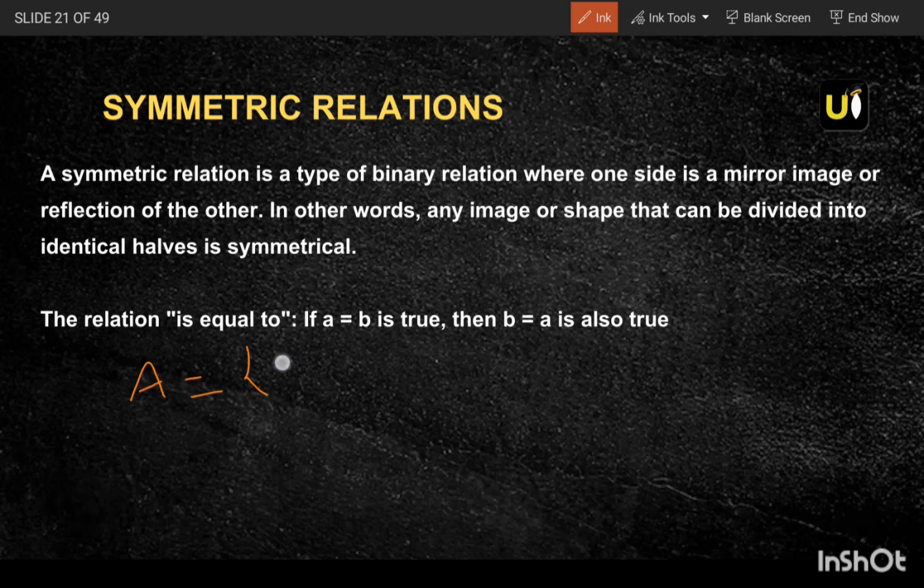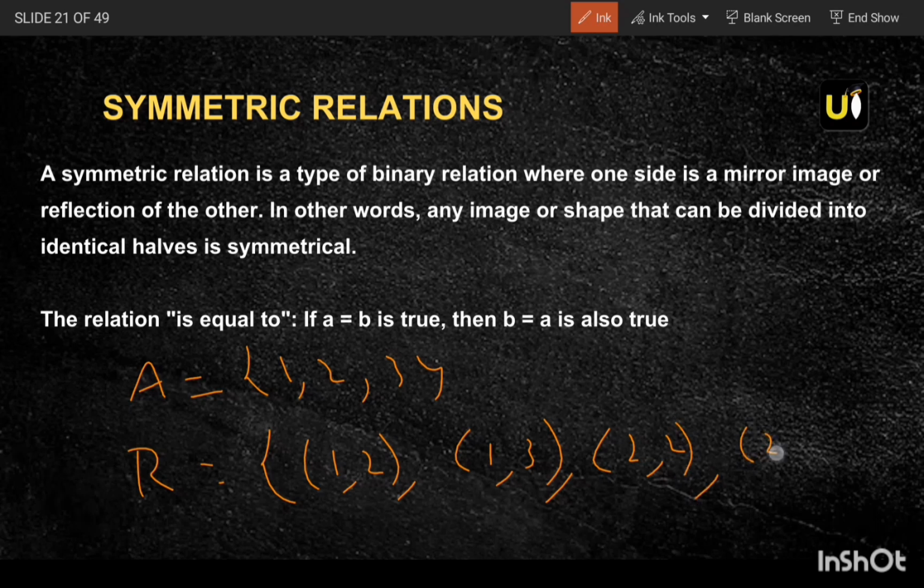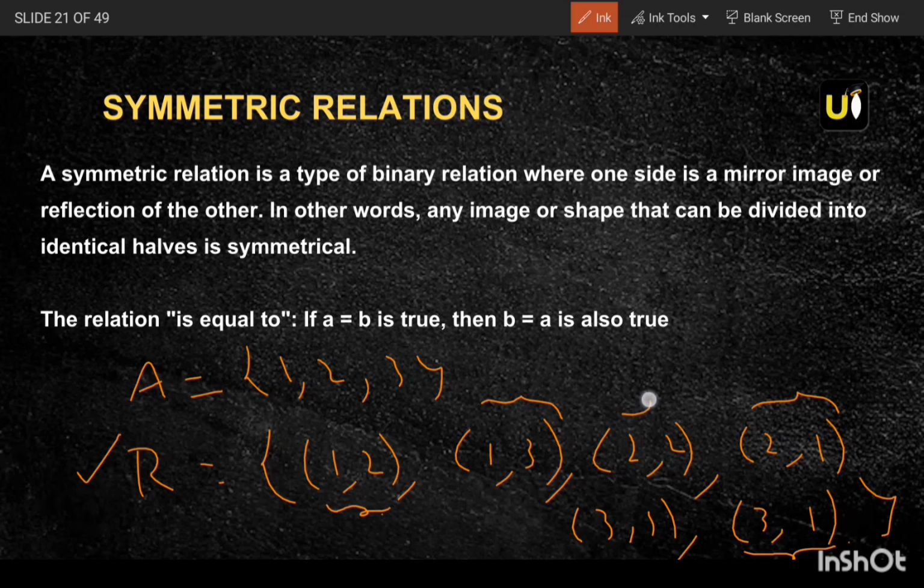Now we have the same set 1, 2, 3 and the relation defined as this: (1,2), (1,3), (2,2), (2,1), (3,3) and (3,1). So now this relation set is a symmetric relation because here we are having (1,2) and also (2,1). Here (1,3) is there as well as (3,1) is also there.